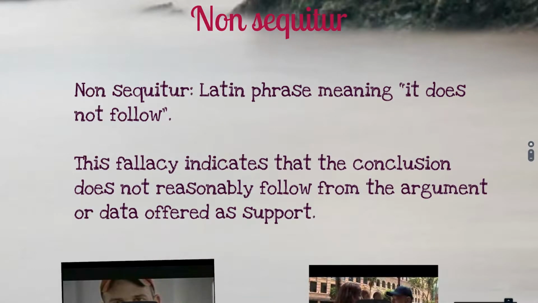Another type of fallacy is called the non sequitur. In Latin, because many of these come from studies of Latin, it translates literally as "it does not follow." This is a fallacy that indicates that the conclusion or the claim that's being made doesn't reasonably follow from the argument or data that's offered as support. You also might hear this fallacy called a red herring.